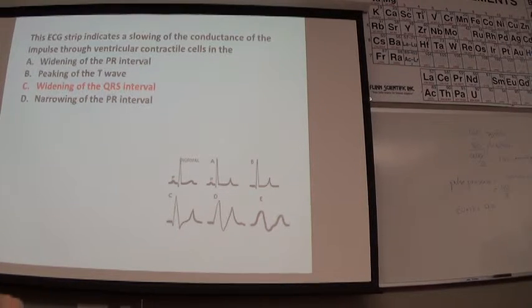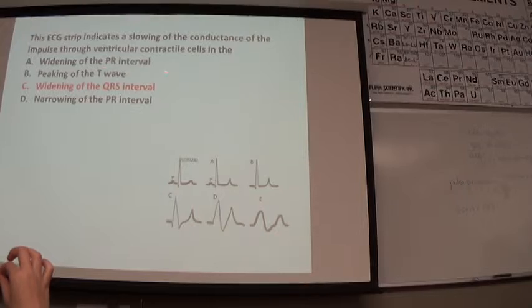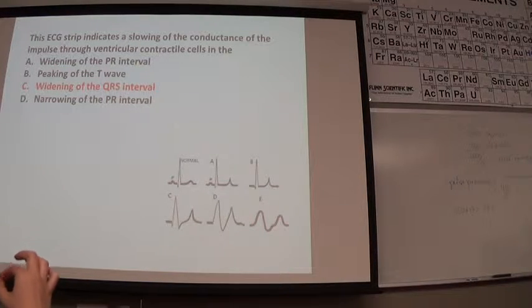Do we see a widening of the QRS? There's also a peaking of the T wave. All of these are occurring, but this is the one that's associated with the slowing of the conductance. It takes longer for that conductance to pass through from one ventricle to the next, and so that results in a widening of the QRS wave. The peaking of the T wave is because repolarization occurs more quickly.